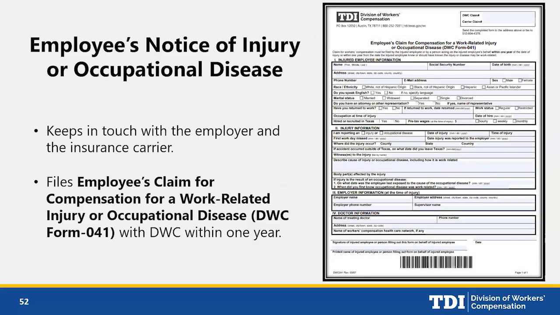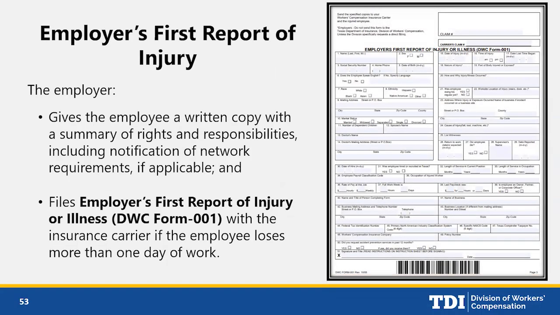The employee's notice of injury or occupational disease. This is the form that the injured employee uses to report to us, DWC. It's the Form 41 within 1 year from that date of injury. And we want the injured employee to stay in touch with the employer and the insurance carrier during this notification. So 30 days to let their employer know, and 1 year as a deadline to let us know. That's for the employee.